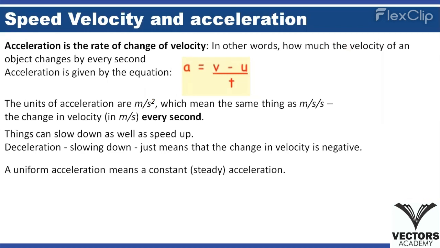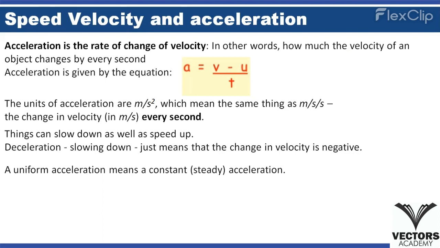Acceleration. Acceleration is the rate of change of velocity. In other words, how much the velocity of an object changes by every second. Acceleration is given by the equation a = (v - u)/t. The unit of acceleration is meter per second square, which means the same thing as meter per second upon second.